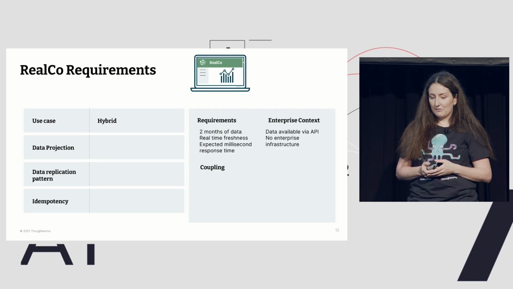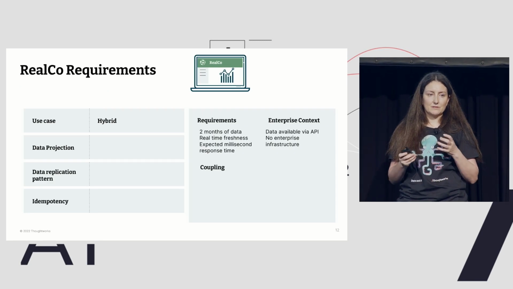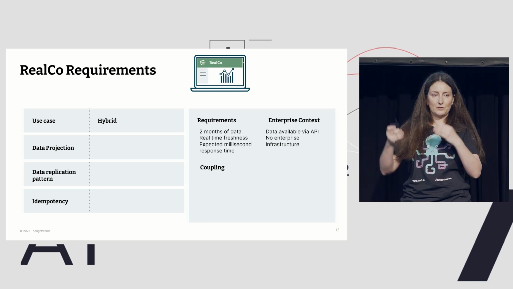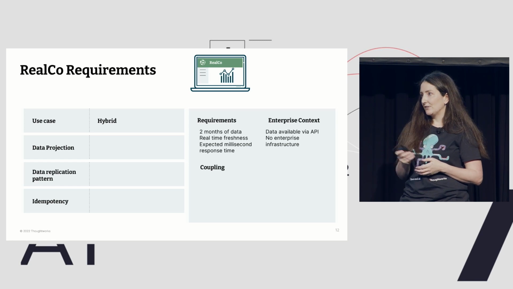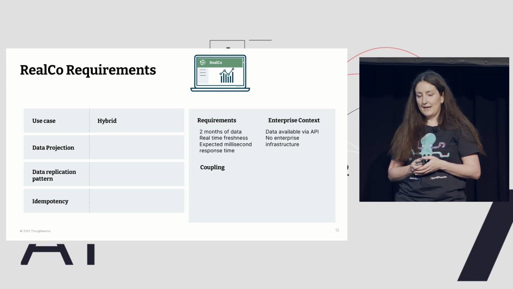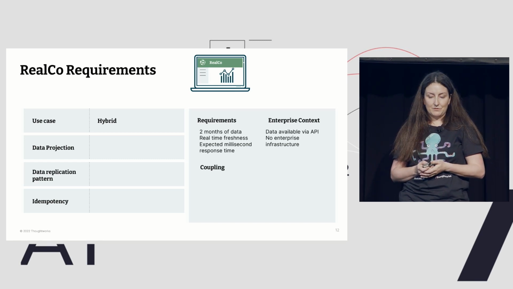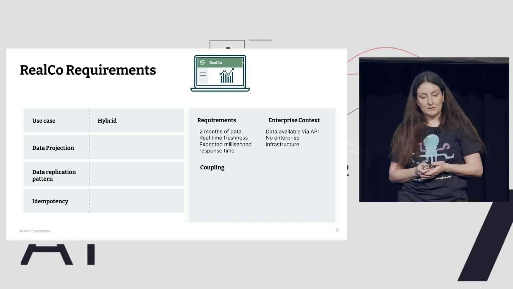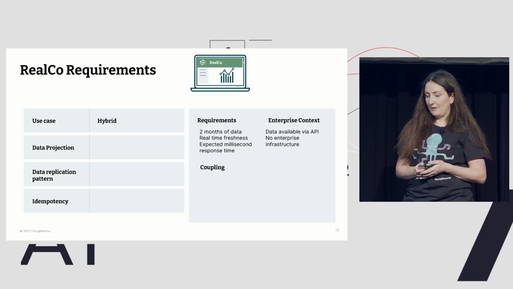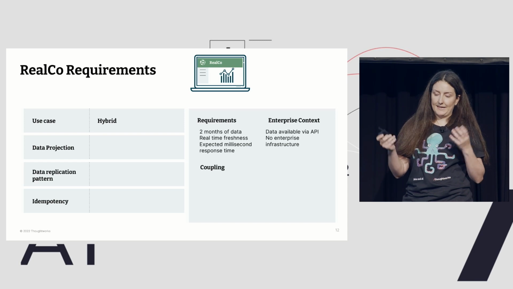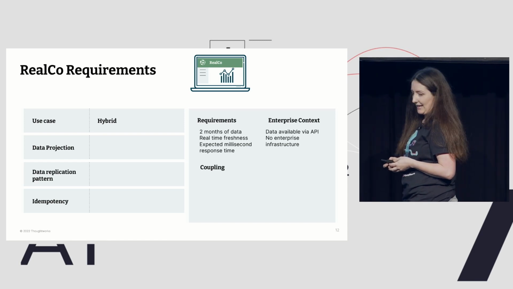So for our RealCo, we can see that the use case is hybrid. So we have those real-time expectations around the data, but we're also going to be doing a little bit of analytical processing. We're lucky in that it's not too much analytical processing. It's going to be about 2 months worth of data. We have expectations for real-time freshness. We have expectations around millisecond response time. And the enterprise context, again, is data is available by an API, and we're just starting out on that journey. So that's understanding the use case.